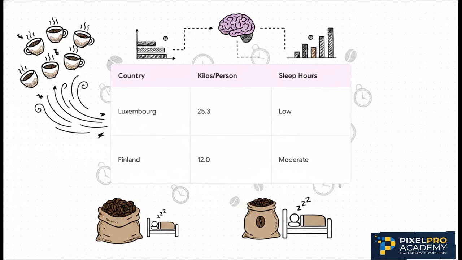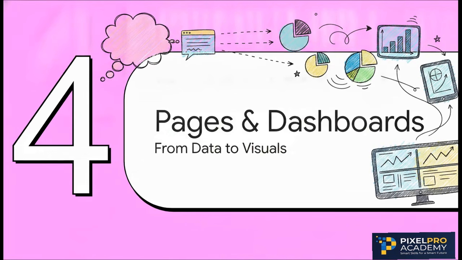Meanwhile, Finland sits at a very respectable 12 kilos per person. The AI grabbed this data, synthesized it perfectly, and structured it exactly as asked in just a fraction of the time it normally takes a human. Next up, Section 4, Building Pages and Dashboards, from data to visuals.